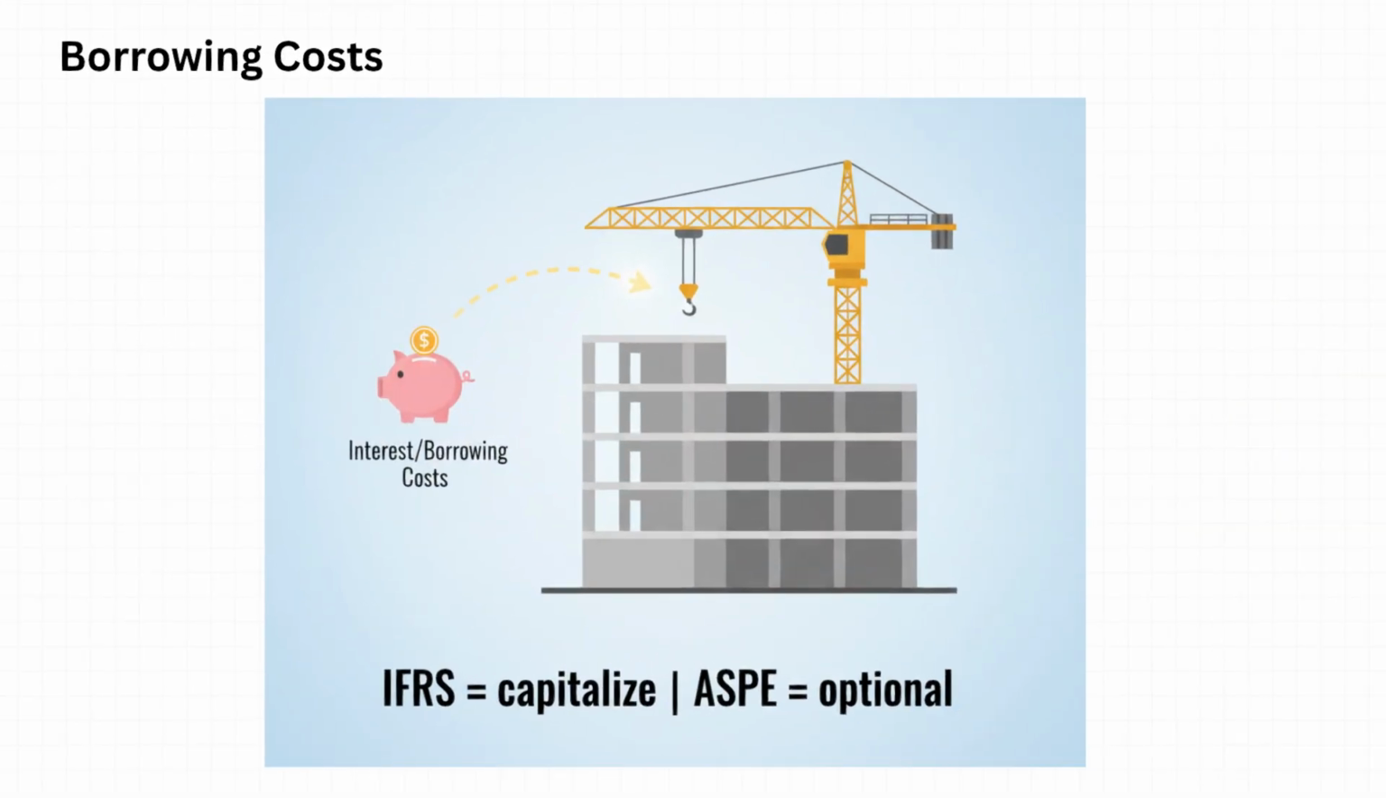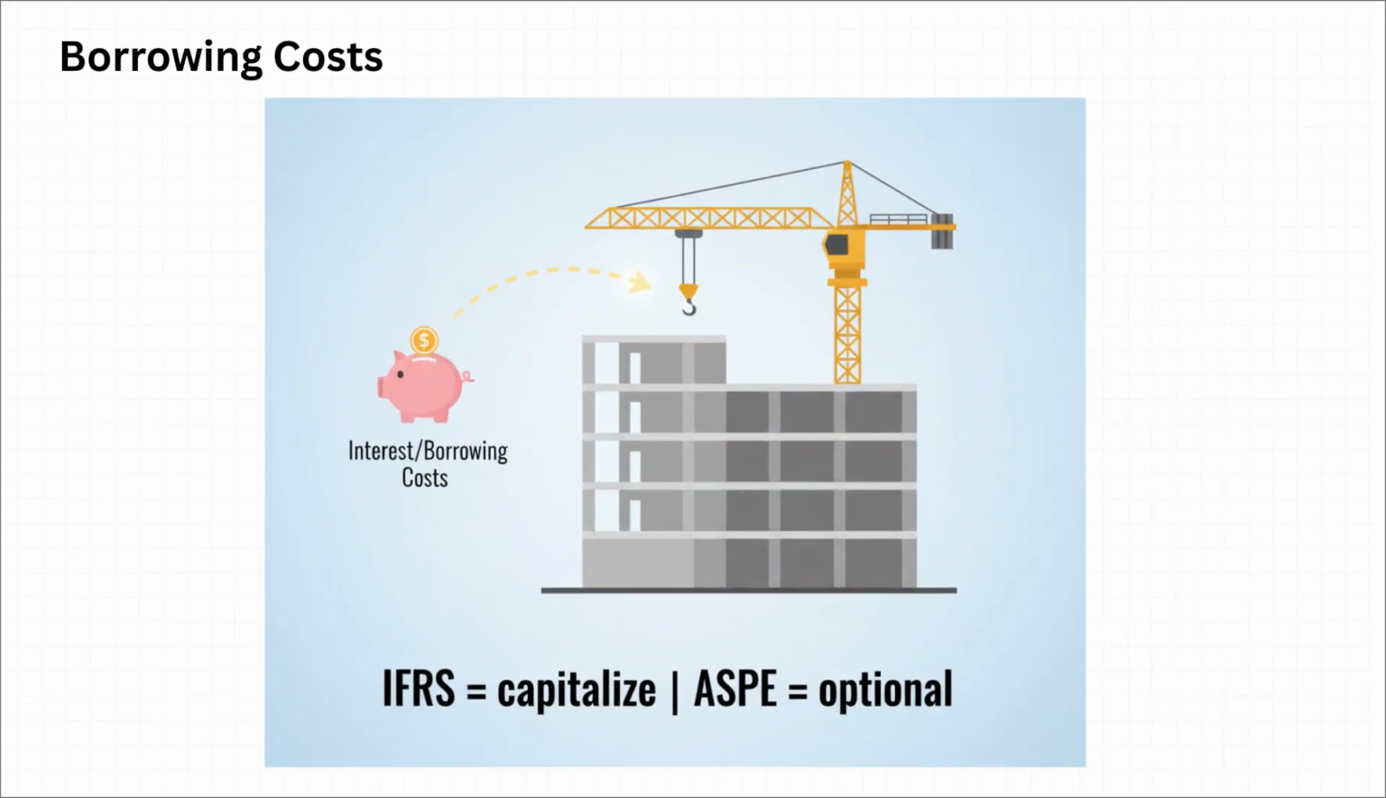Now, since we mentioned borrowing costs earlier, let's expand on that. Under IAS 23, borrowing costs directly attributable to building or acquiring a qualifying asset must be capitalized. A qualifying asset is one that takes a long time to be ready, like a factory. ASPE allows capitalization, but it's optional. Example: if interest of $100,000 is incurred while constructing a plant, that interest becomes part of the asset's cost.